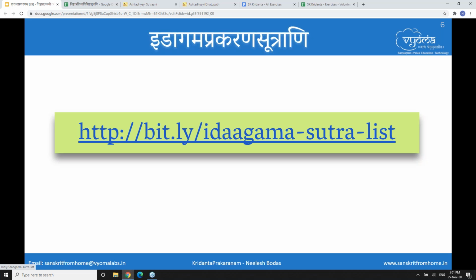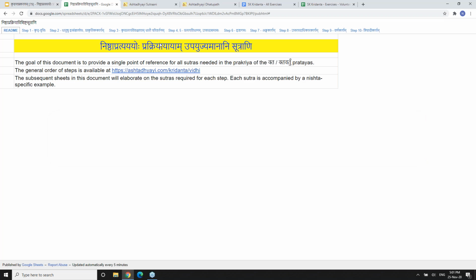This was the sheet where we had the entire list of all the idagama specific sutras divided into 6 different groups, and then we went over the first and the second group in the last week. Actually, over the weekend, I have modified this particular sheet significantly.